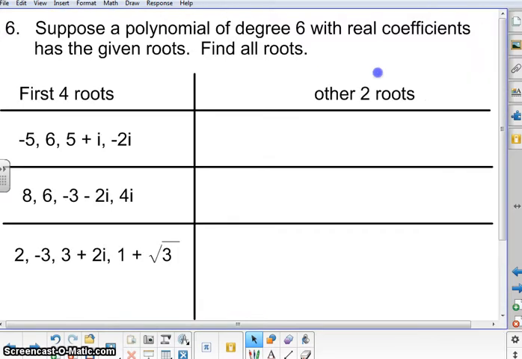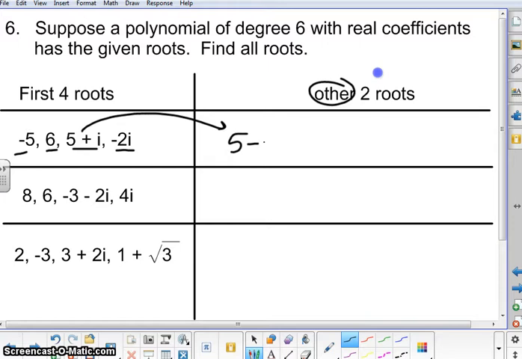And here we go. Suppose a polynomial of degree 6 with real coefficients has the given roots. So here already they're giving us 4: 1, 2, 3, 4. And if we know that complex numbers come in pairs, we know the other two roots. This one is going to have 5 minus i, and the next one is going to be a positive 2i. So we've changed the sign just in that one location. So you have the other two roots. Go ahead and push pause and see if you can figure out the next ones.